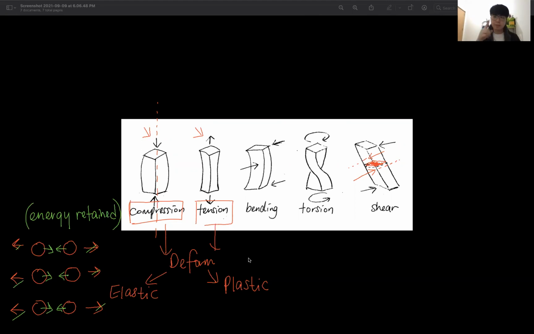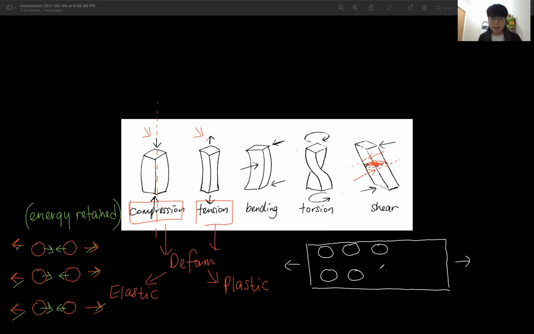Okay, the material does not return back. So what is happening in plastic deformation? If you look at the molecular structure, let's have a close-up look. Imagine this is a copper rod. I stretch both ends of the copper rod. What is happening in plastic deformation? The particles, the structure, they are sliding over the plane.